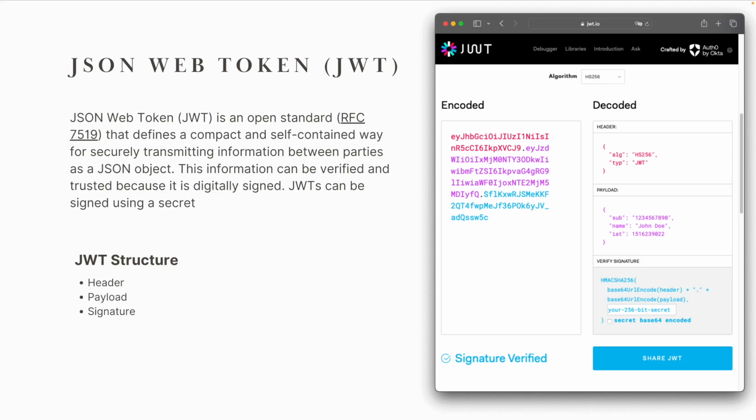Now, the header typically consists of two parts: the type of token, which is JWT, and the signing algorithm, which can be either HMAC, SHA-256, RSA, or even in this example, HS-256.